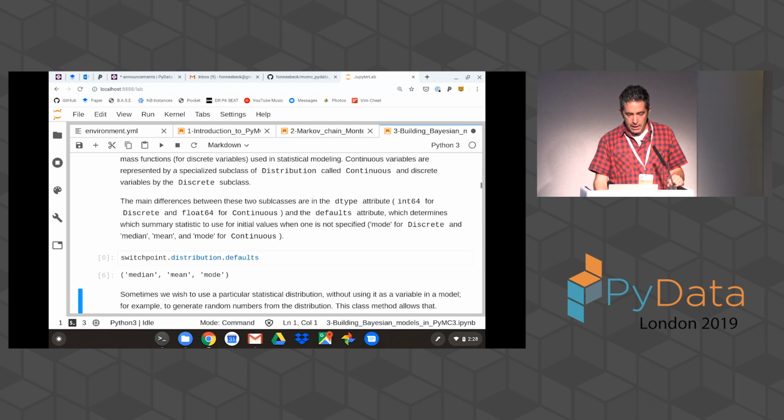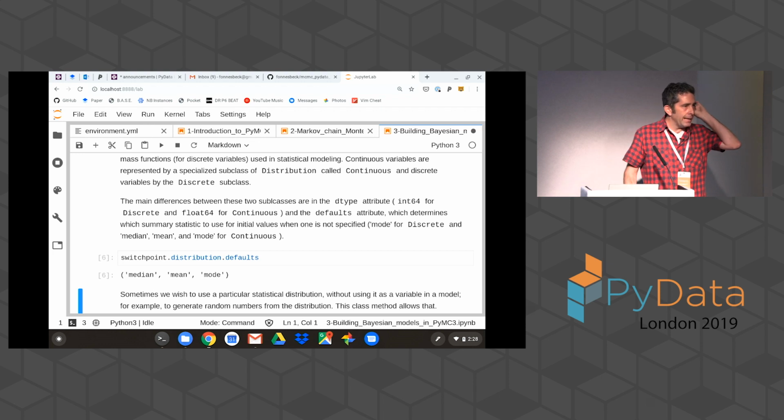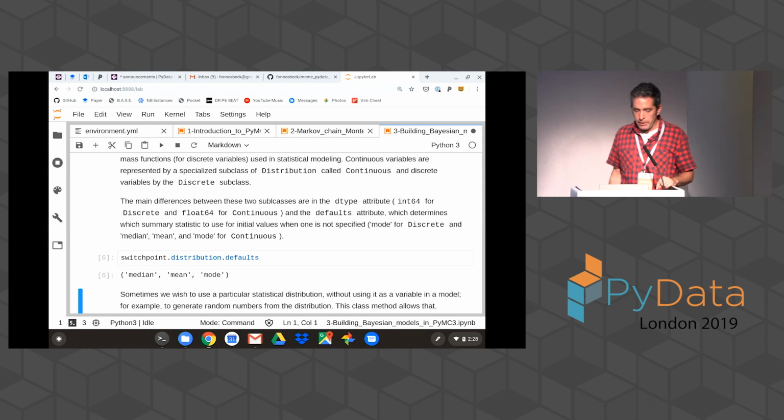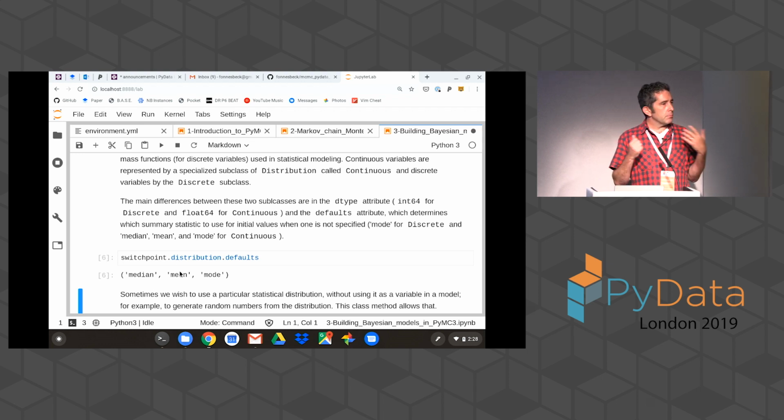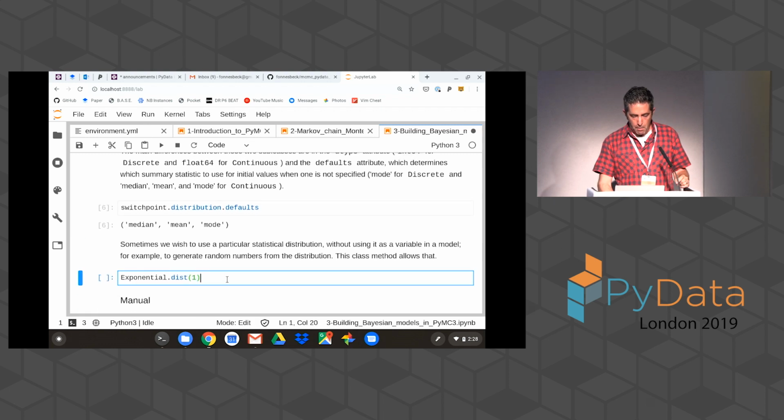Some of the important attributes that it will have is a D-type, right? Because you're going to sample, you're going to do things slightly differently if you're a continuous random variable versus a discrete one. It will have default values, so if you don't want to initialize your random variables before you start your MCMC, it will pick the median, mean, or mode depending on what is available to initialize the map.